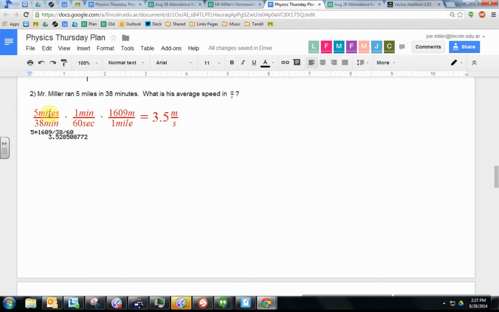I need the miles to go away, so way over here, I'm canceling the mile that's way over here. And I've got 1,609 meters from the yellow sheet. Similarly, the minutes in the denominator need to get canceled, so I put 1 minute on top and 60 seconds on bottom. Then when I do the math, I just have 5 times 1,609 divided by 38 and divided by 60, which gets me my final answer of 3.5 meters per second.